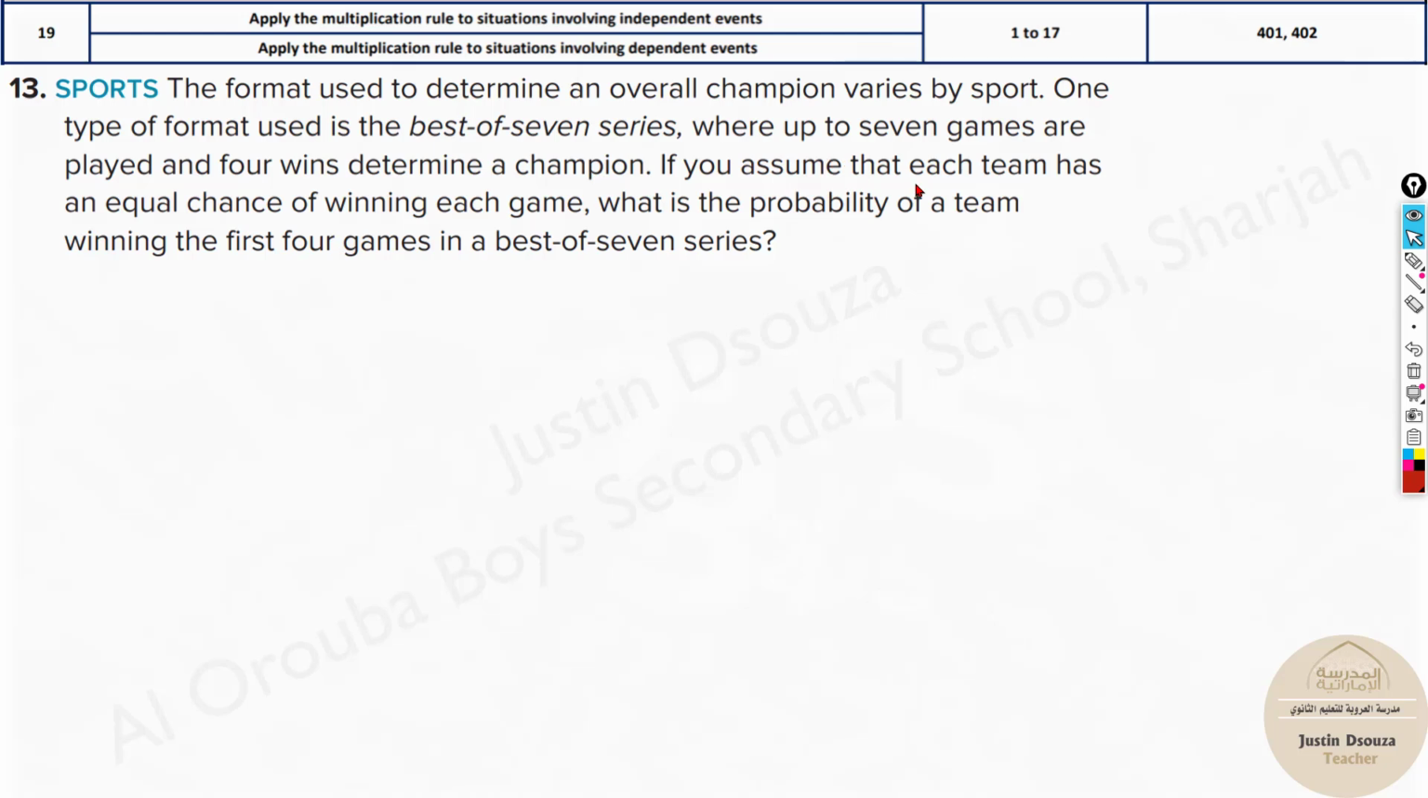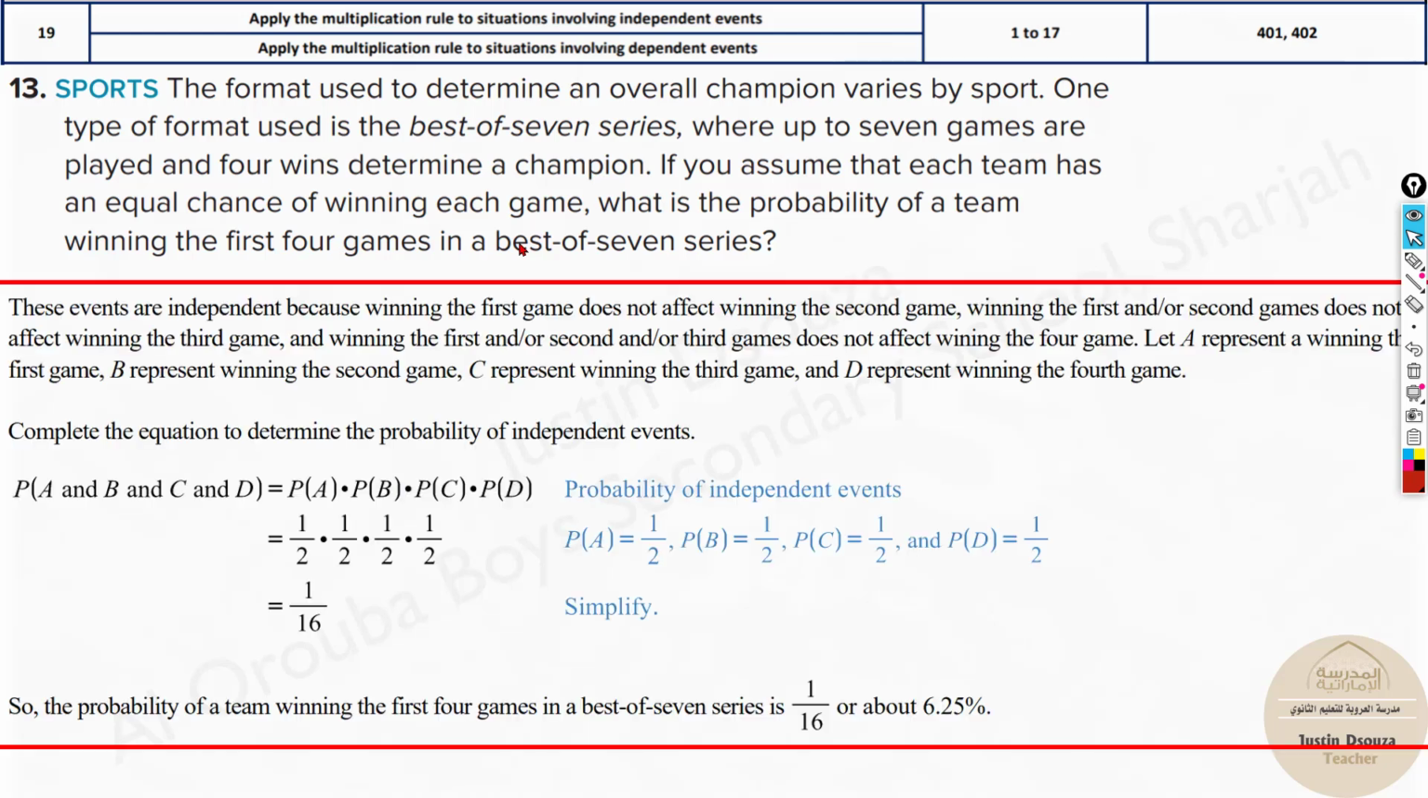Now here you need to understand this sentence. If you assume that each team has equal chance of winning, so this is not dependent, it is basically independent. Okay, so all you need to do is independent, 50%, right? Equal chance means 50%, it's half. Just multiply half throughout. How many? 4 games, right? Half, half, half, half. It is 6.25% chance of winning.